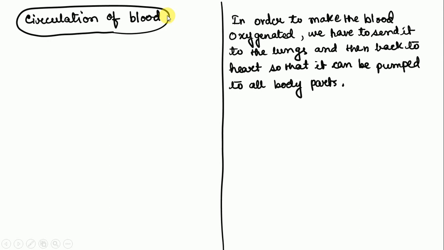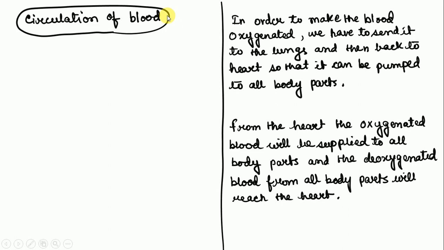Now that oxygen rich blood from the lungs will again enter into the heart. From the heart, the oxygen rich blood will be supplied to all the body parts. There the oxygen will diffuse into different organs, and from there the carbon dioxide will again enter into the blood. So that blood will again be deoxygenated, and that deoxygenated blood from all the body parts will reach the heart. So on the basis of these two, there are 2 types of circulation.